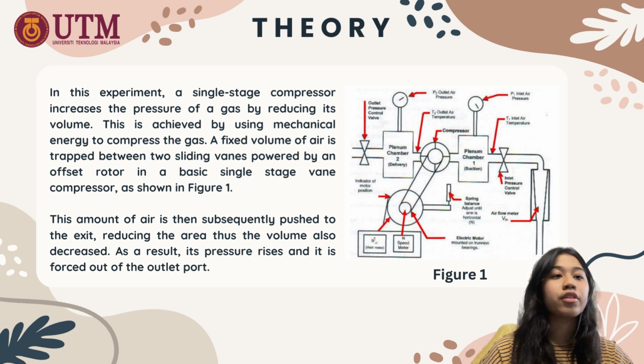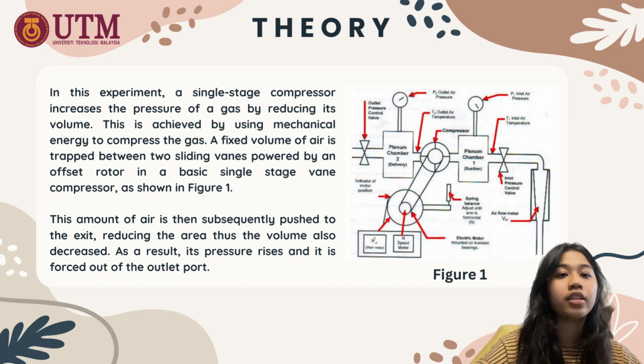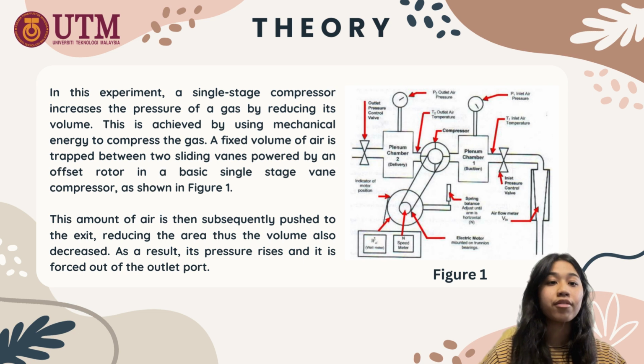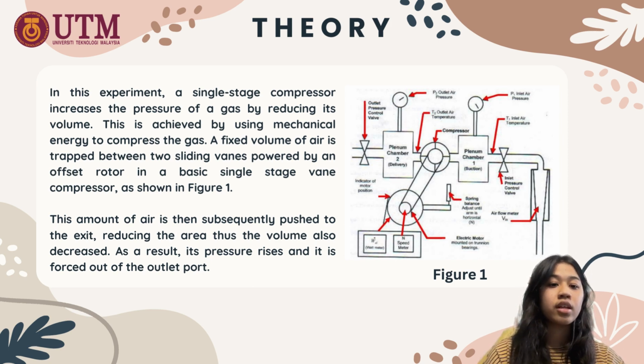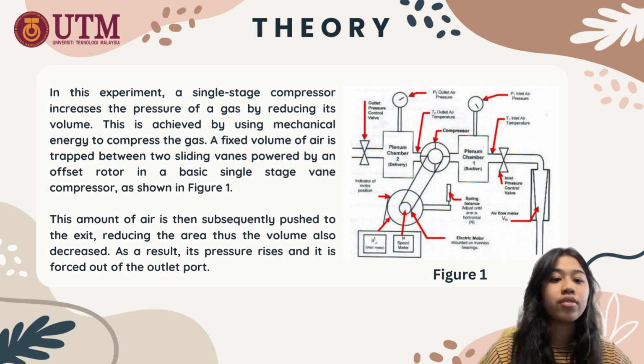In this experiment, pressure is inversely proportional to volume. The single-stage compressor that we use increases the pressure of gas by reducing its volume. This is achieved by using mechanical energy to compress the gas. A fixed volume of air is trapped between two sliding vanes powered by an offset rotor in a basic single-stage vane compressor, as shown in Figure 1. This air is then pushed to the exit, reducing the area and thus the volume. As a result, its pressure rises and it is forced out of the outlet port.